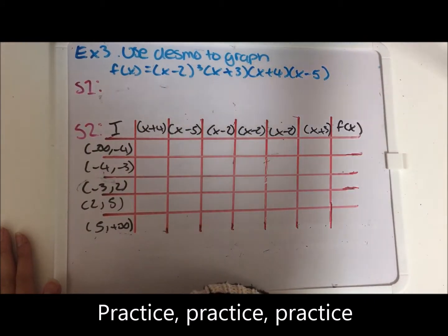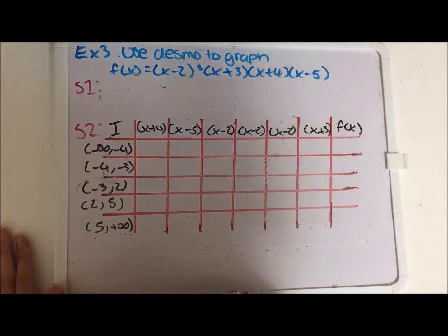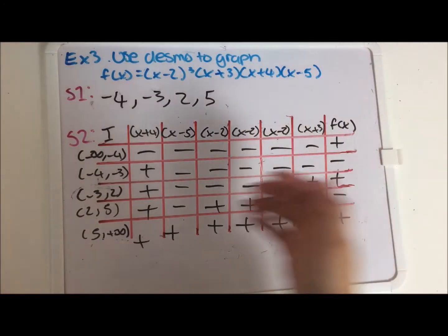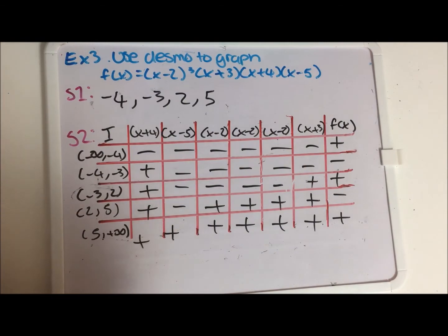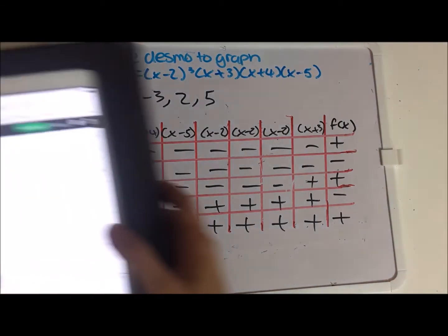Yay, technology! However, I want you to still list the zeros in increasing order and draw the interval table so that you'll have a better understanding when you look at the graph on Desmos as well. So this is your interval table filled out. So now I'm going to bring in Desmos for you.